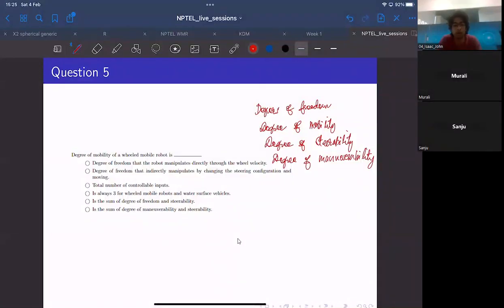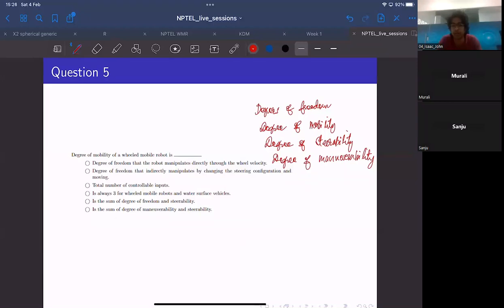Degree of freedom we have already discussed in the last question. So we have all agreed upon the fact that it is the minimum number of variables to fully define or describe the configuration of a system. So in this question, they have specifically asked degree of mobility. I suppose you might have come across the term called degree of mobility.